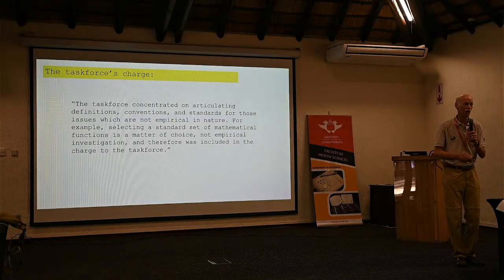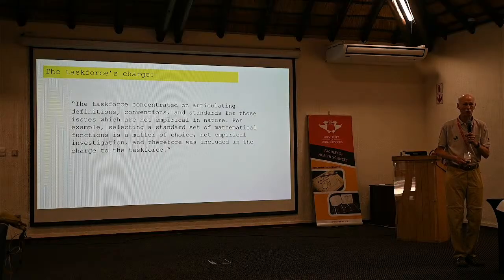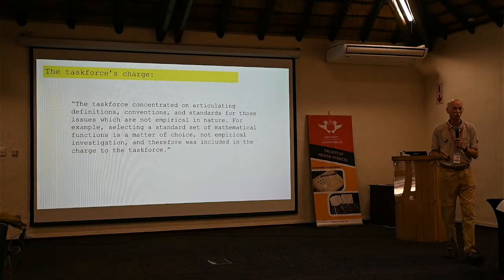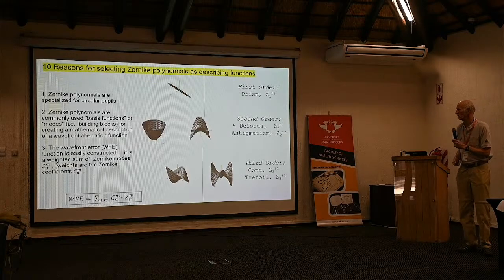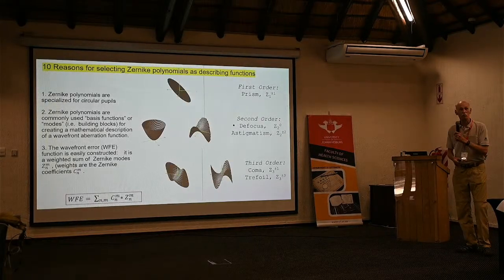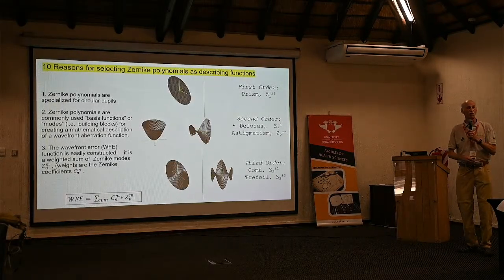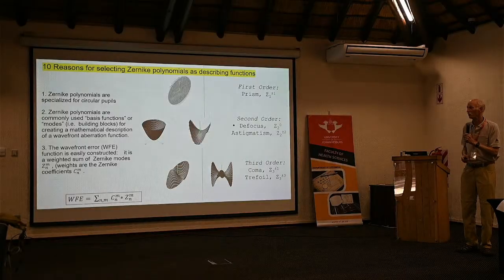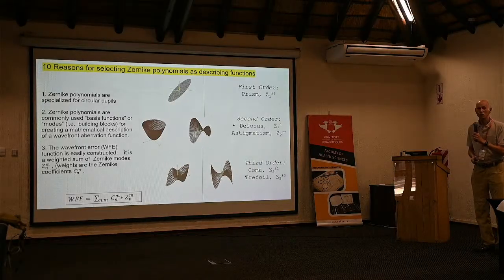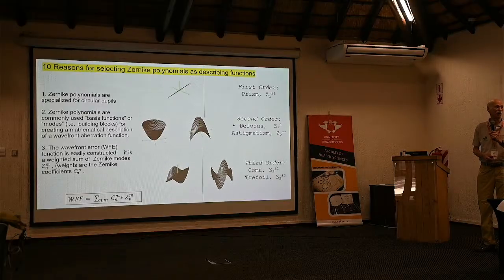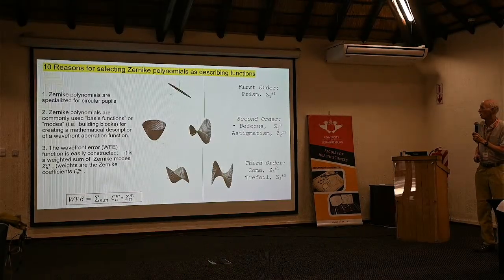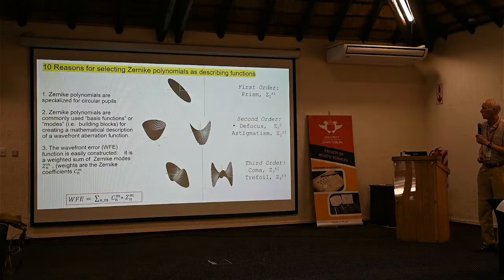I don't have to point my eyes at Professor Applegate here. He wanted us to standardize a few things that we chose not to do that were more empirical in nature. So it was Zernike polynomials, and you know a lot about Zernike polynomials now as a result of all the tutorials you had to sit through. So I'm going to give you my top 10 list, in no particular order really, of 10 reasons why the committee selected Zernike polynomials.